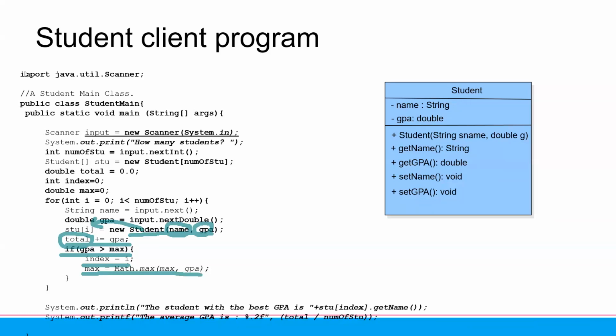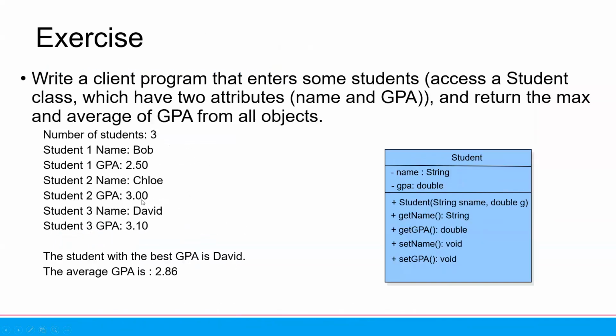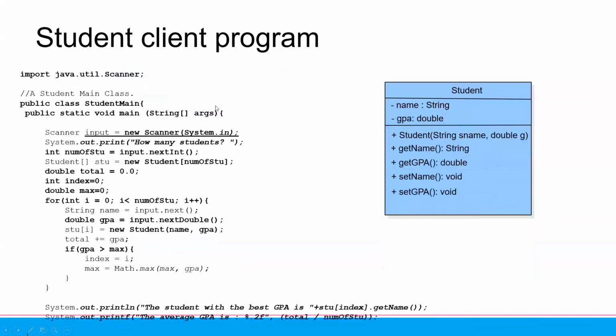So let's say the GPA is 2.5. The maximum, sorry, at the first time is 0. And then when I input the GPA here, the input is 2.5. So this is the maximum. The first maximum is 0.